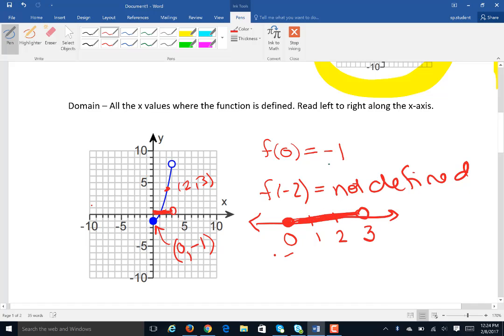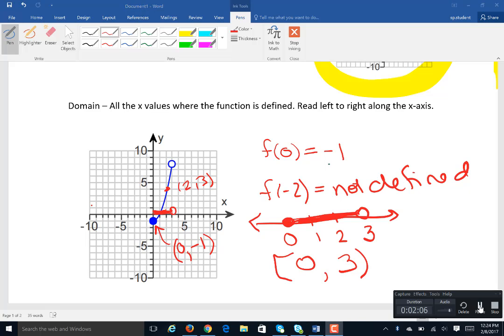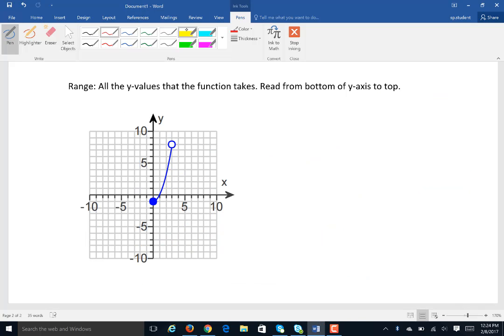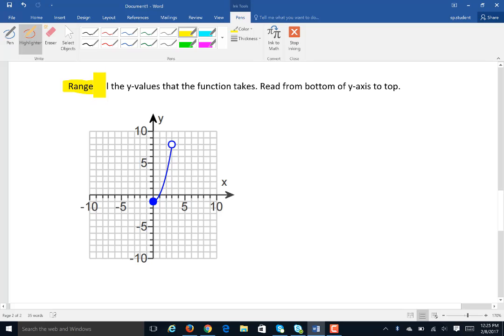And we convert that to interval notation like this. The closed bracket goes on a number that's included. The open bracket goes on a number that is not included. Next, we'll take a look at the range.